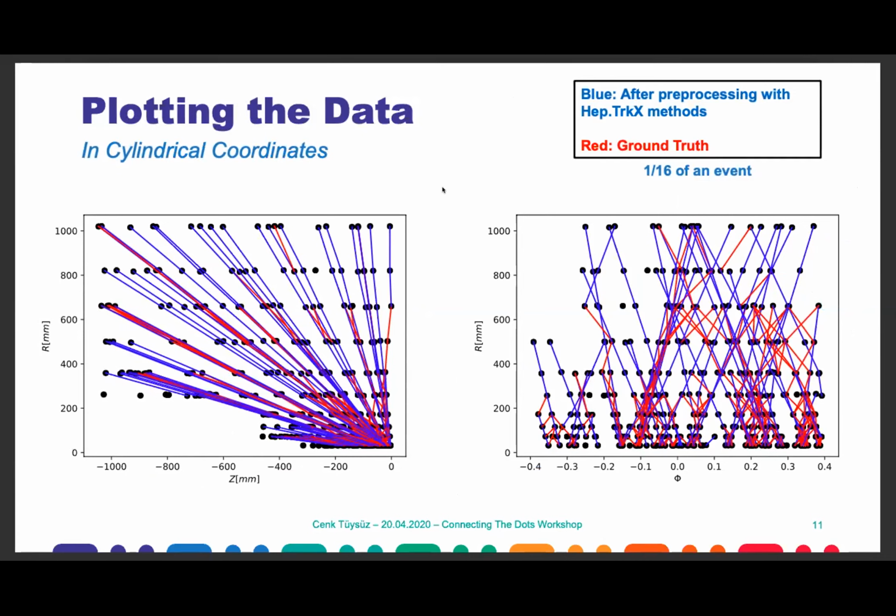Then we use the cylindrical coordinates, since our detector is a cylindrical detector and it has cylindrical symmetries. And you can see here that a single subgraph, which is a 1/16th of an event. And from the TrackML data, we have the ground truths plotted in red and our initial guesses for the tracks in blue lines.